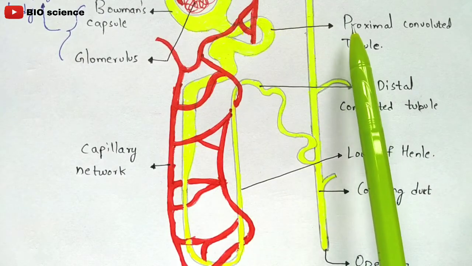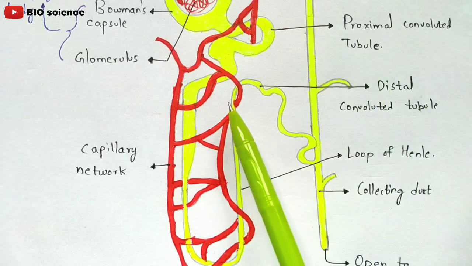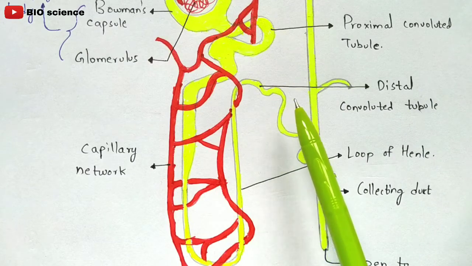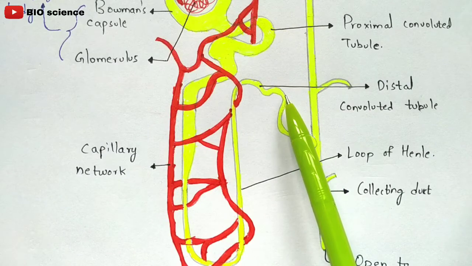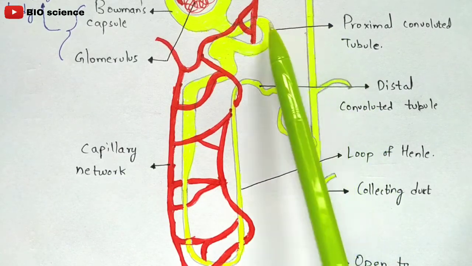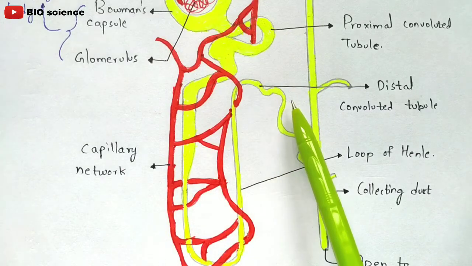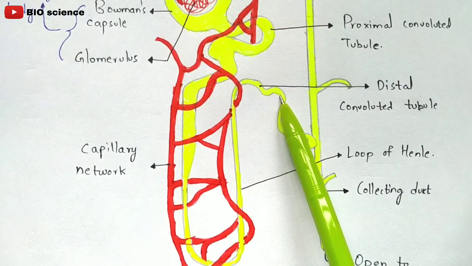Hence you are going to name it as first convoluted tubule or proximal convoluted tubule. And coming to here, there is a second bend-like structure over here, and this is called distal convoluted tubule, or else it is also called second convoluted tubule, right? So why is it called first convoluted tubule? Because it is the first structure which is present over here, and this is the second bend structure, which is called second convoluted tubule or distal convoluted tubule.